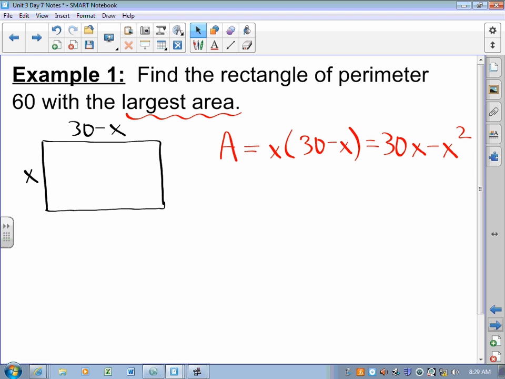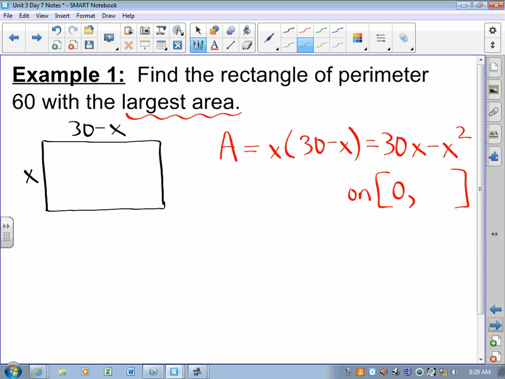If it's going to be as large as possible, that's going to happen at a critical point within the interval or at the endpoints of the interval. Hey, what are the endpoints of the interval? What is the smallest that x could be, and what is the largest that x could be? Well, the smallest that x could be is probably 0, because if x were negative, that's an ugly-looking rectangle. The largest that x could be is probably 30. That's just my guess. If x goes larger than 30, then that length goes negative, and that's probably bad.